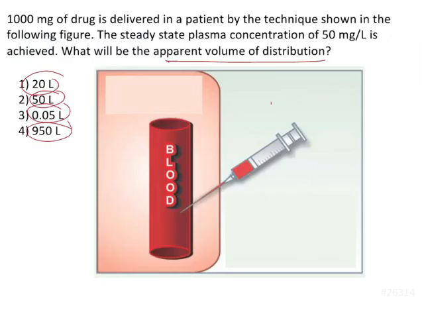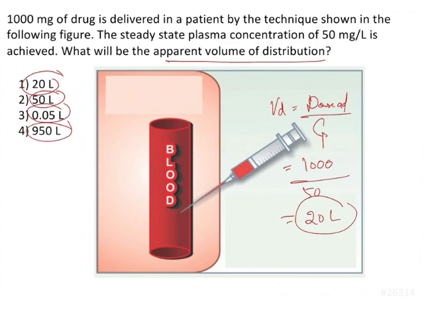Coming back to the question, 1000 mg of a drug is delivered. We said Vd is equal to dose administered divided by plasma concentration. So 1000 divided by 50 is equal to 20 liters. So the answer for this question will be 20 liters. In this question you have to know what is volume of distribution, what is the formula, how larger Vd is calculated, smaller Vd, and the factors affecting the distribution. I hope this is clear.